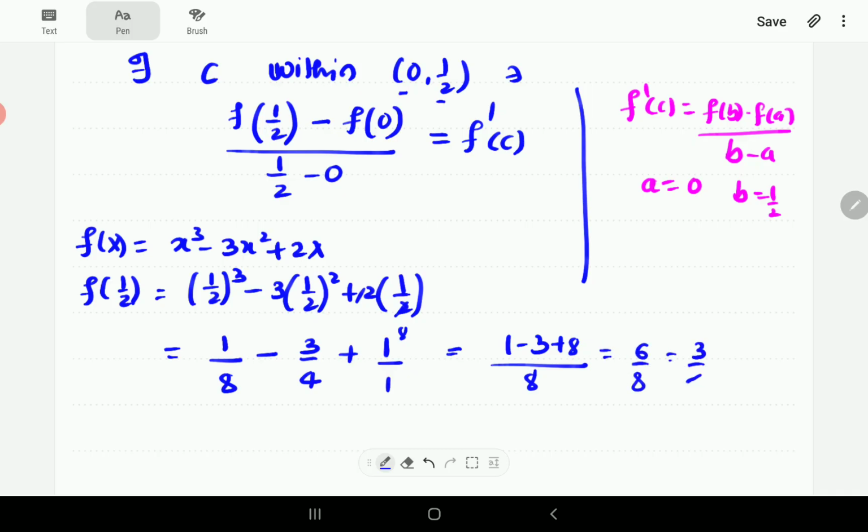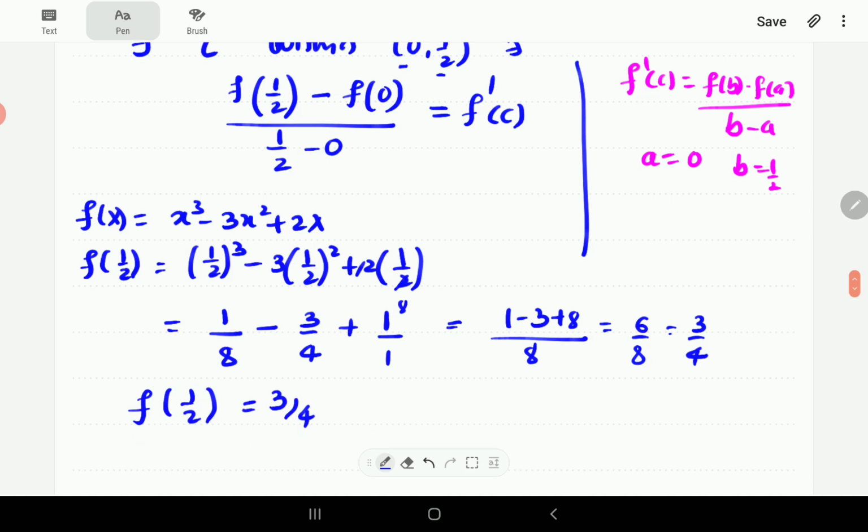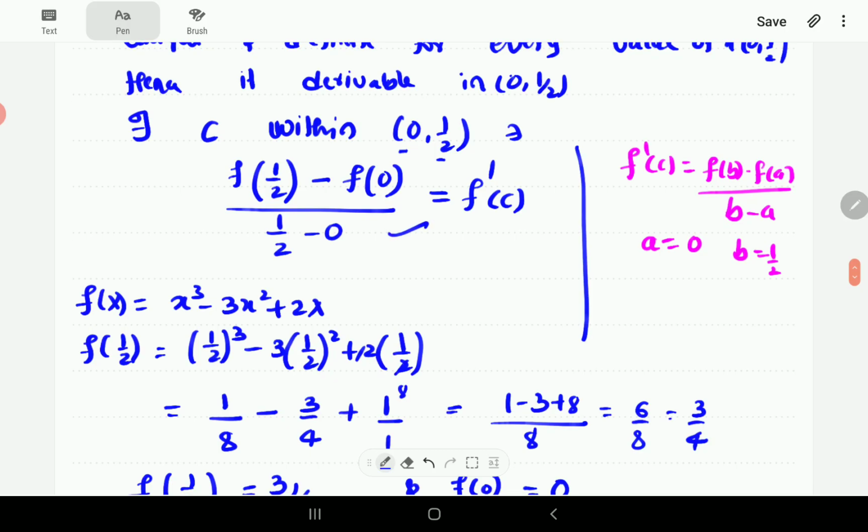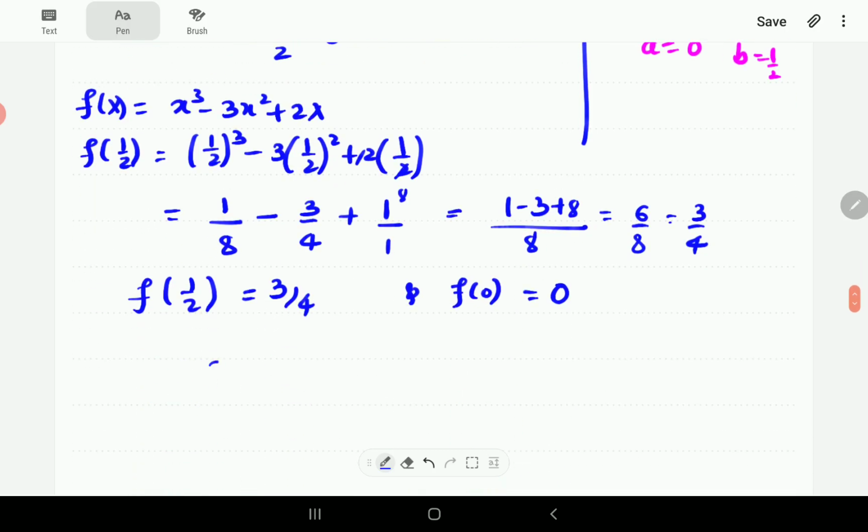So this is simply 3 over 4. So you have got your f of 1 by 2 is 3 over 4. And f of 0 will be, when I put 0 here, it is 0. Okay, so we have got the value. Now let us substitute that in this equation. So we will get 3 by 4 minus 0 upon 1 by 2 minus 0 is 1 by 2, which is equal to f dash of C. Okay, f dash of C. This is what we have got now.